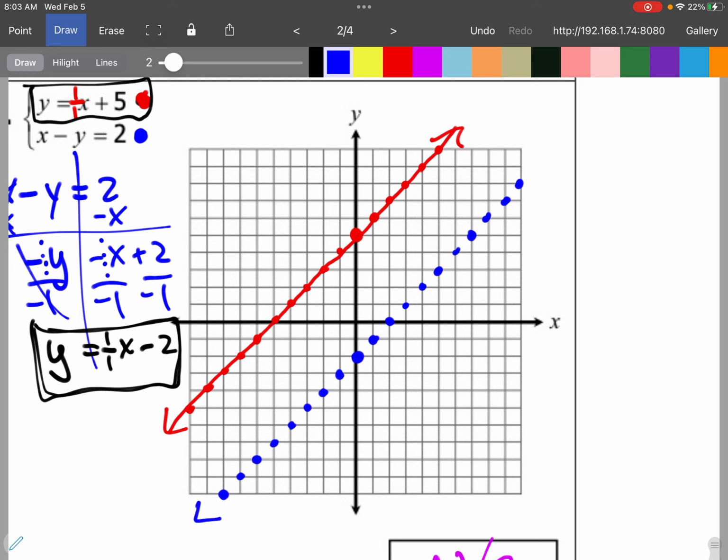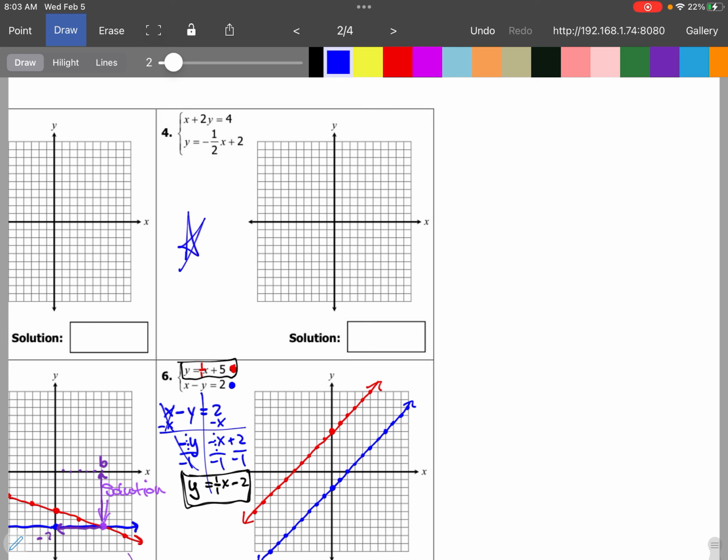Last thing I'll say with number 4, good luck. This would be an example of infinite solutions, okay? Or IS, as they would call it. Or they would say all real numbers, some stuff like that. You guys can handle number 4 on your own.